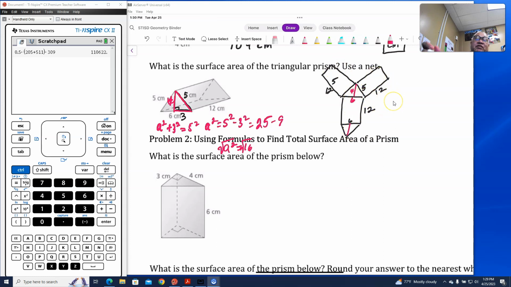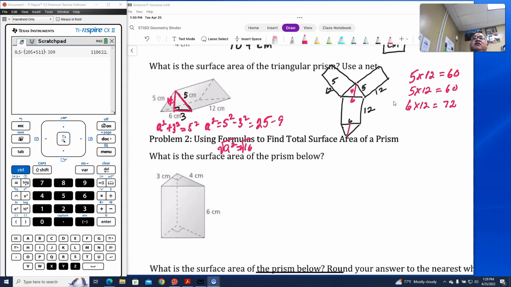So let me find the area of the two rectangles that have dimensions 5 by 12. So you have 5 by 12, so that's 60. And there's another one that's 5 by 12, and so that's 60. Then you have the bottom of the prism. So it's going to be 6 times 12, and that's 72.